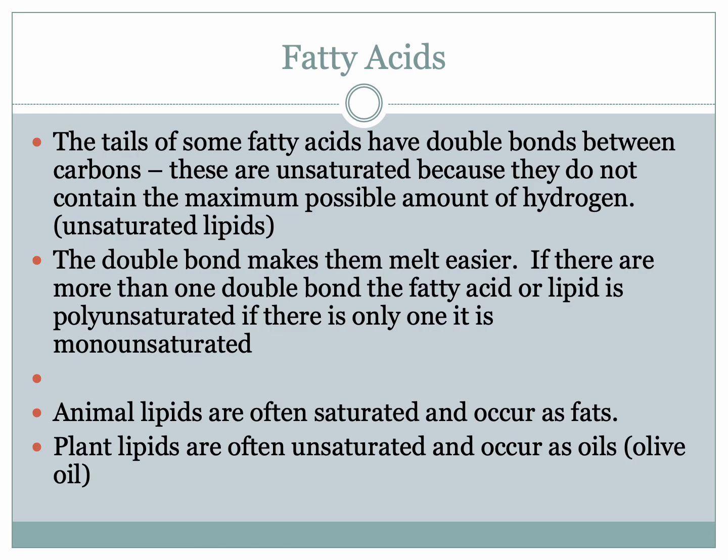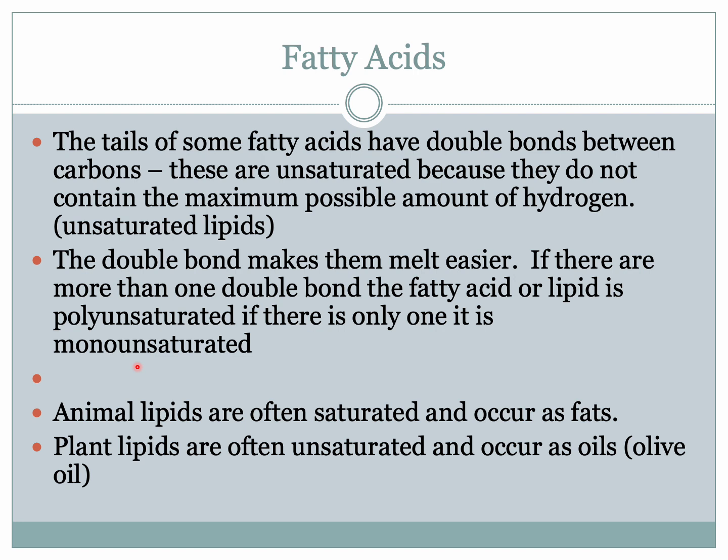The tails of some fatty acids have double bonds between the carbons. Again, those are going to represent your unsaturated fatty acids because they do not contain the maximum possible amount of hydrogen. The double bond makes them easier to melt. If there is more than one double bond, the fatty acid or lipid is considered polyunsaturated. If there is only one double bond, then it's considered monounsaturated.